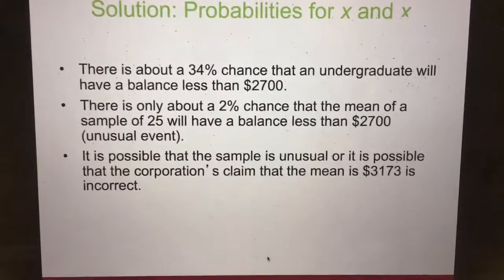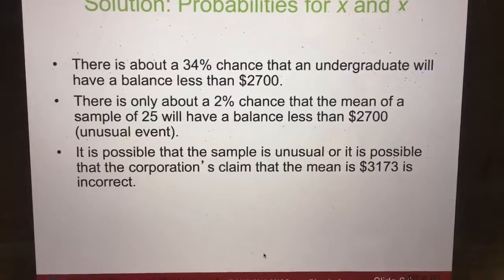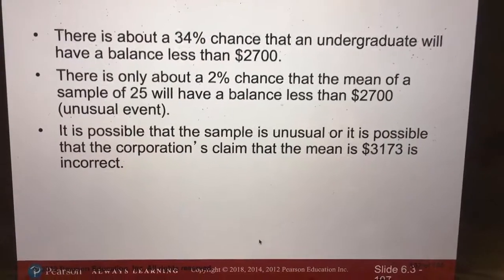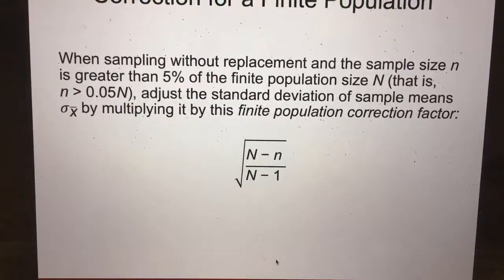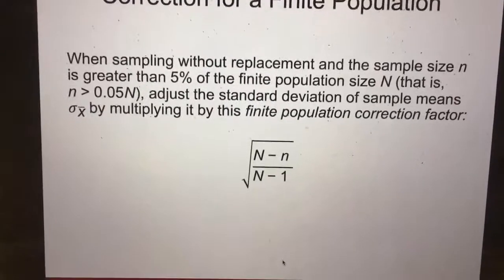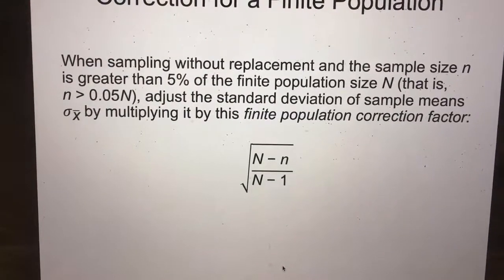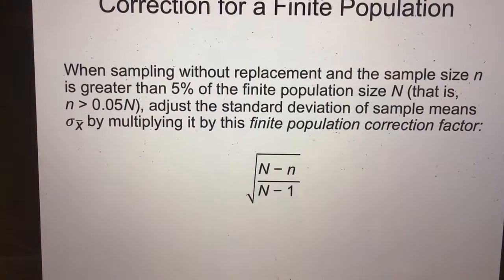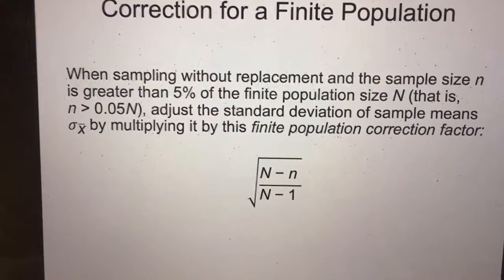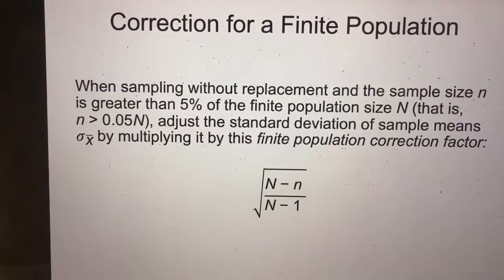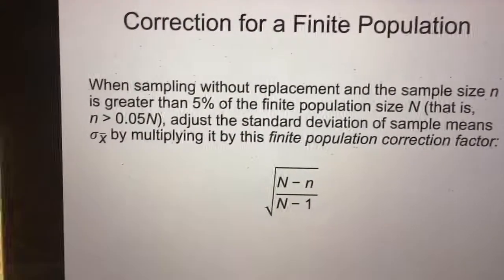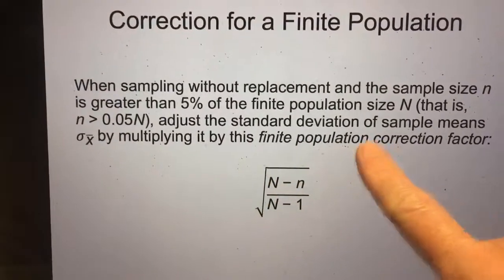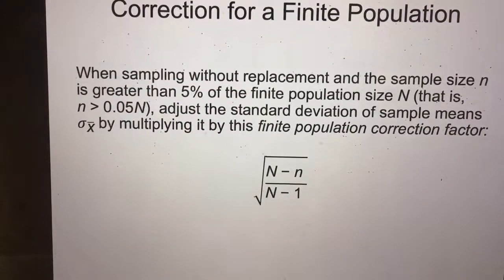Okay, so it is possible that the sample is unusual, or it is possible that the corporation's claim that the mean is 3,173 is incorrect. All right, so this is just a correction for a finite population, which is in your book, and when sampling without replacement and the sample size is greater than 5% of the finite population size n, then adjust the standard deviation of sample means by multiplying it by its finite population correction factor.